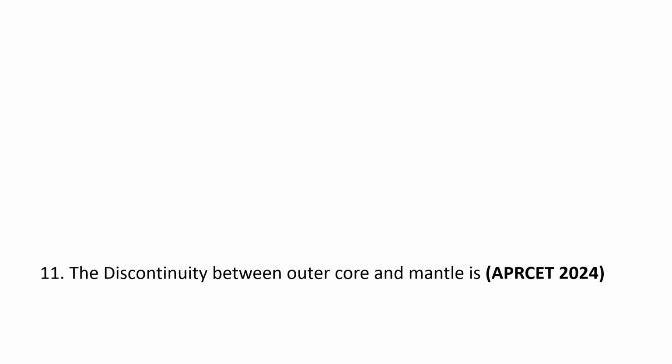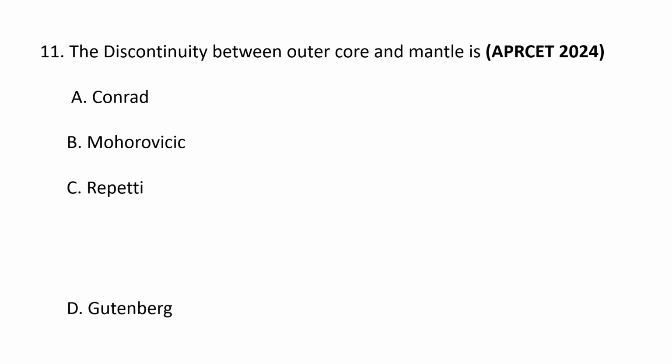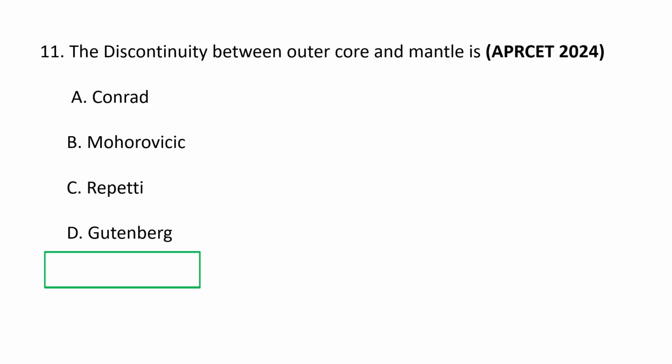Next question. The discontinuity between the outer core and the mantle is A. Conrad, B. Mohorovic, C. Repetti, and D. Gutenberg. The correct option goes as D. Gutenberg. The discontinuity between the outer core and the mantle is called the Gutenberg discontinuity.